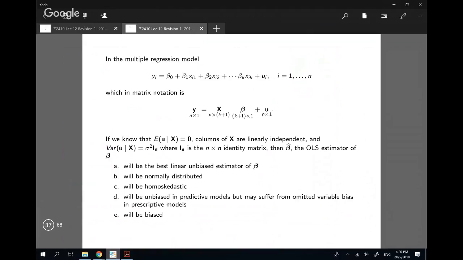A. Okay, correct. A will be the best linear unbiased estimator. So you have zero conditional mean, linear independence, and you have homoscedasticity as well, correct? So the answer is E.